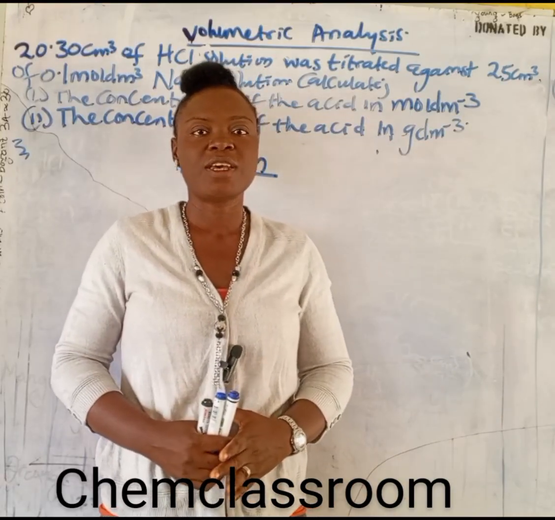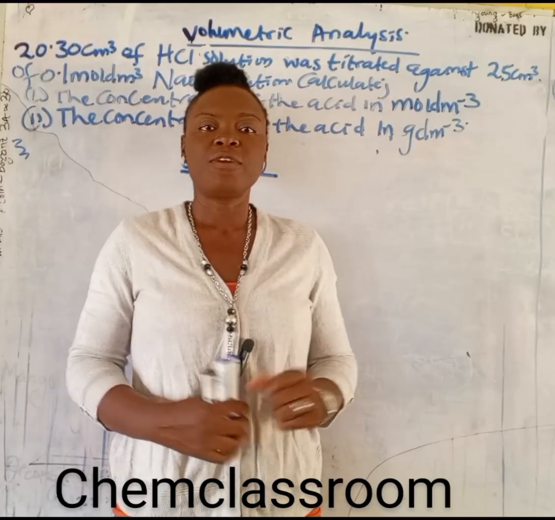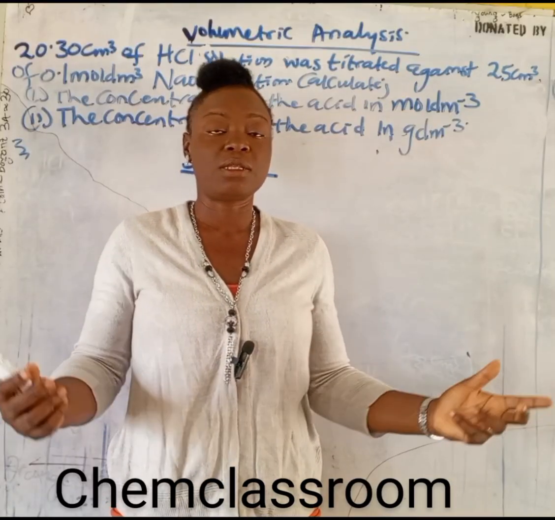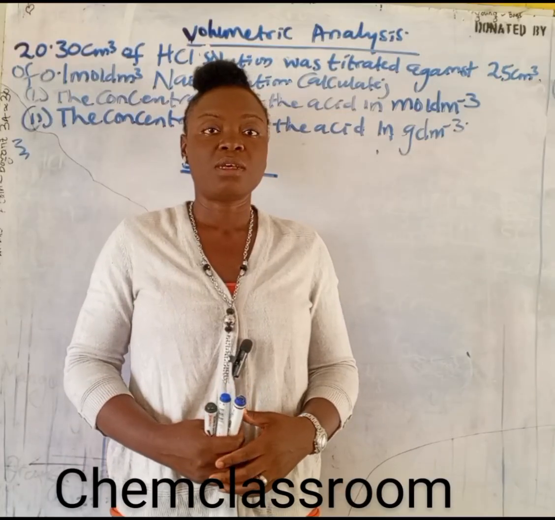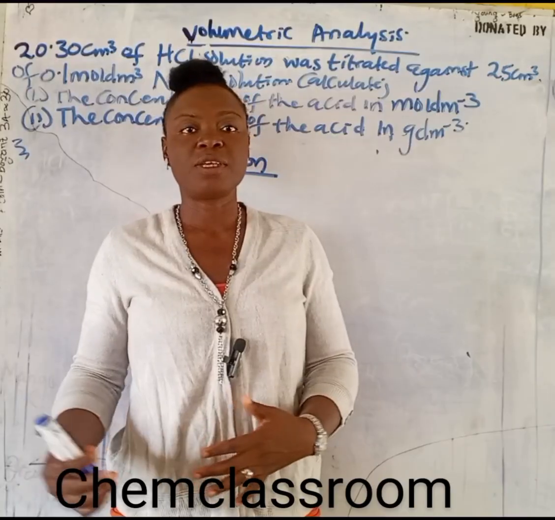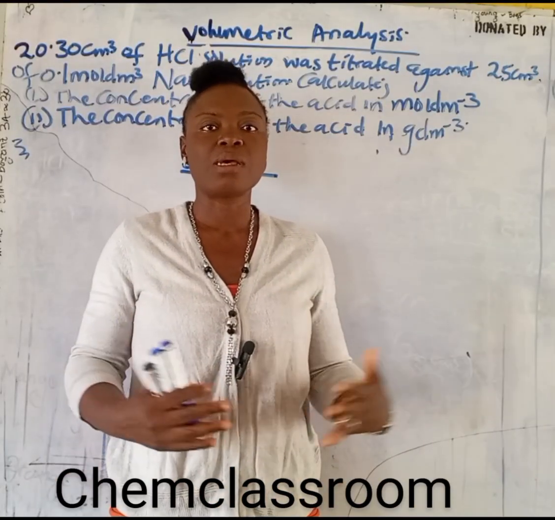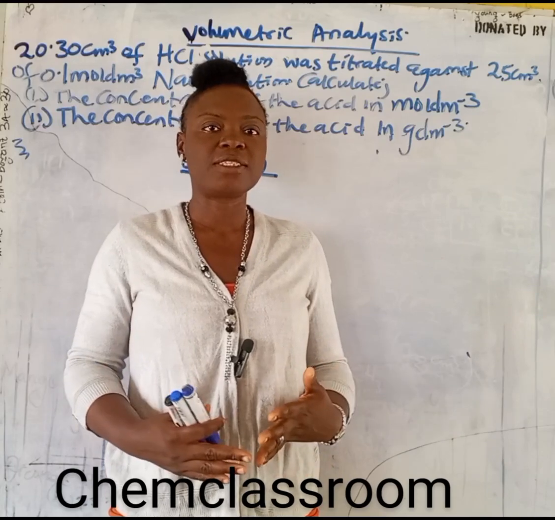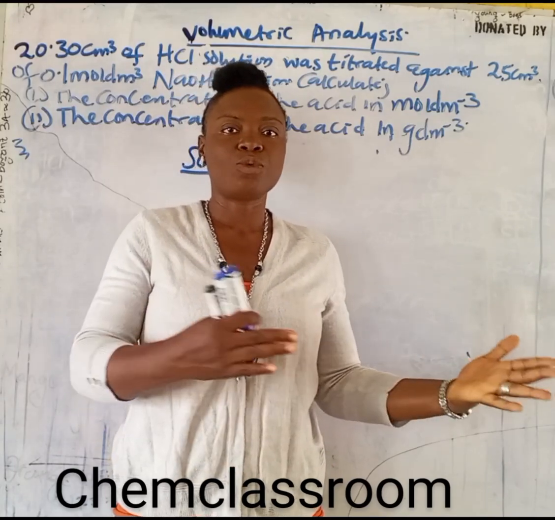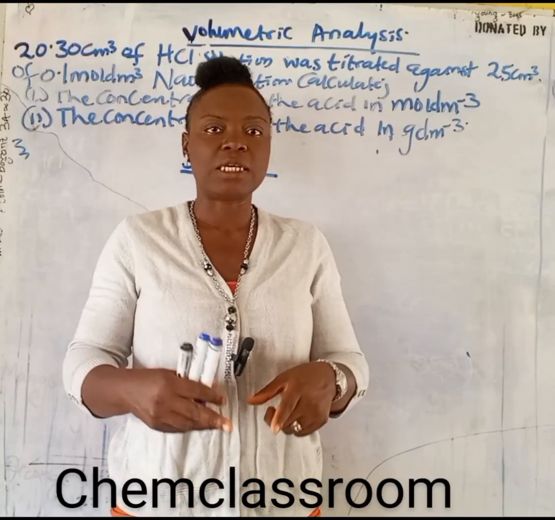So today we'll be going to our volumetric analysis. Volumetric analysis, in simple terms, is the titration whereby you have the acid and the base. You put the acid in the burette, then you put the base in the pipette. By the time you pipette your base in a beaker, then you put an indicator.